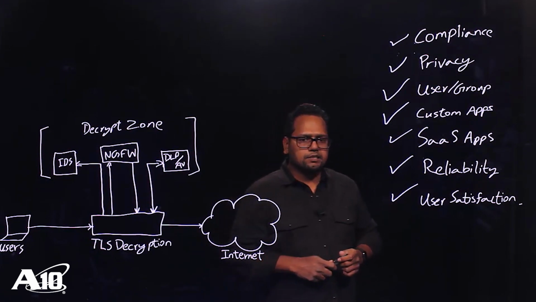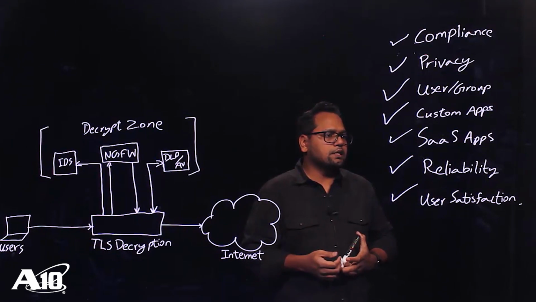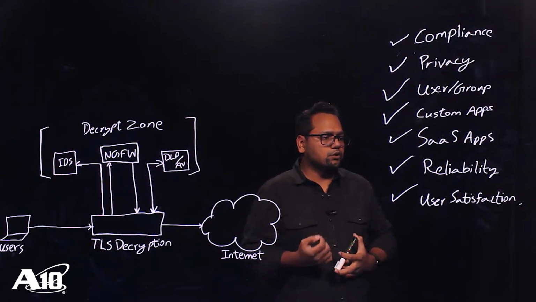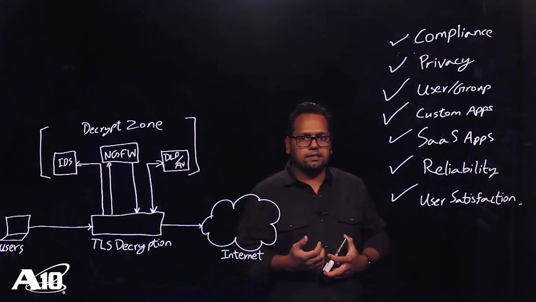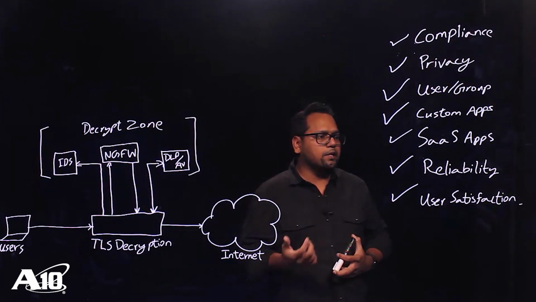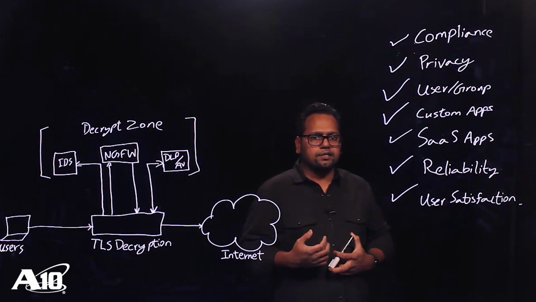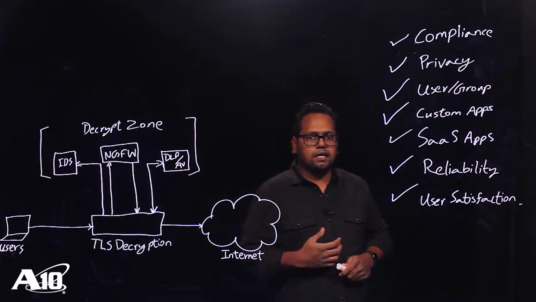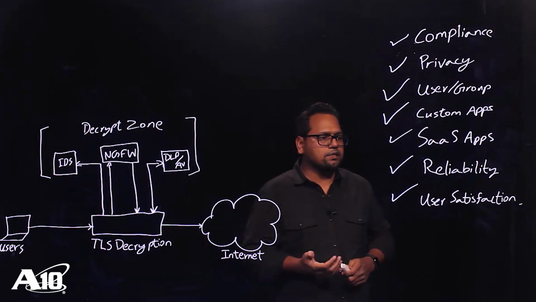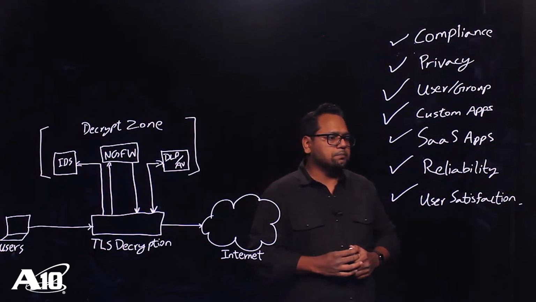Now, for SaaS applications such as Office 365, A10 Networks SSL Insight gives you very good control over all the domains and IP addresses that come from Microsoft, and those domains and IP addresses are updated regularly. And with that updated list, you can reliably bypass any of the Office 365 traffic or any other SaaS application traffic for that matter.